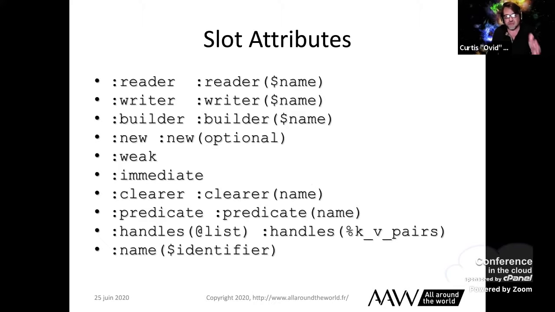These are all the slot attributes that we currently have defined. Readers, writers, builders, constructor arguments. We can declare them as weak if we need to. If it's a builder, you can say it's immediate, which means it's not lazy. We have clearers, predicate methods, handlers in case you want to do object delegation. You've got a name in case the name of the slot variable is not appropriate for the name that you expose outside the class.